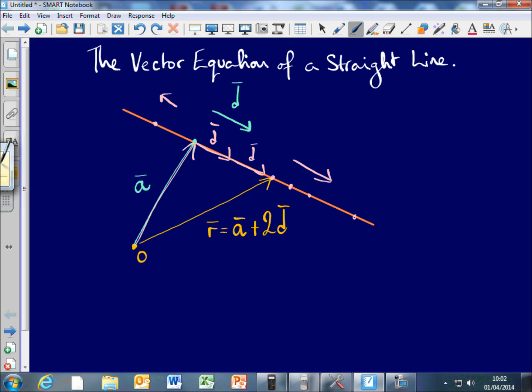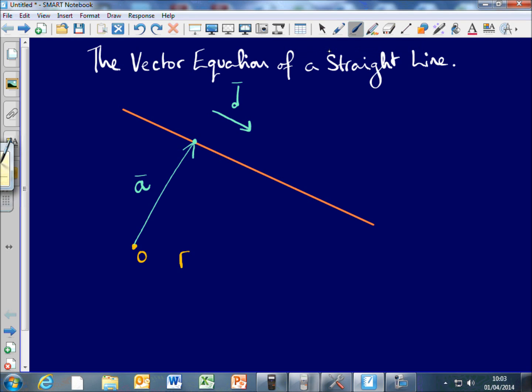So in general, to get to a point on the line, which is essentially what the equation is, the position vector R is equal to A plus a scalar factor, which multiplies the vector D, moving along the line by multiplying the vector D by a scalar. And this here is the vector equation of a straight line, so I'm going to put a box around that.